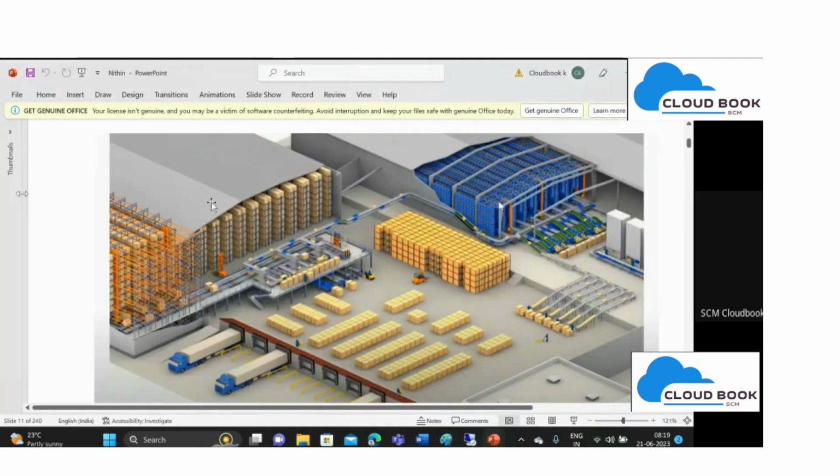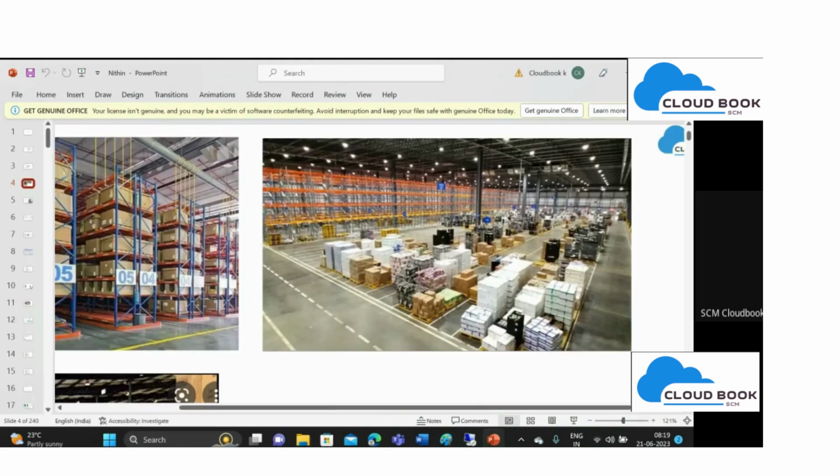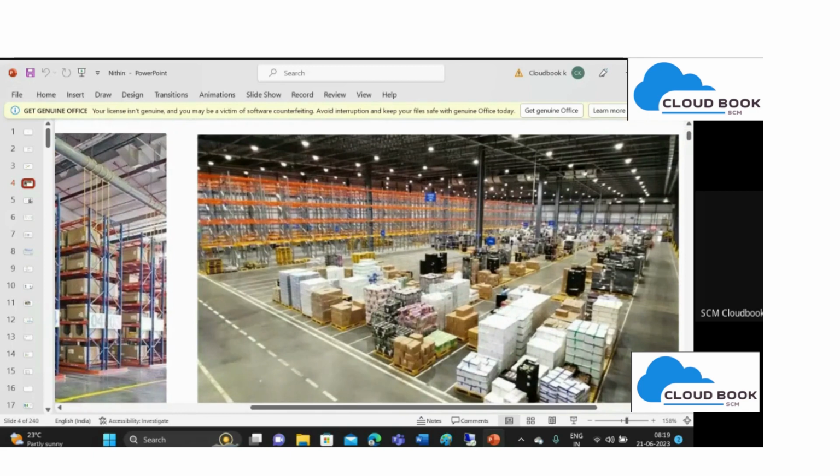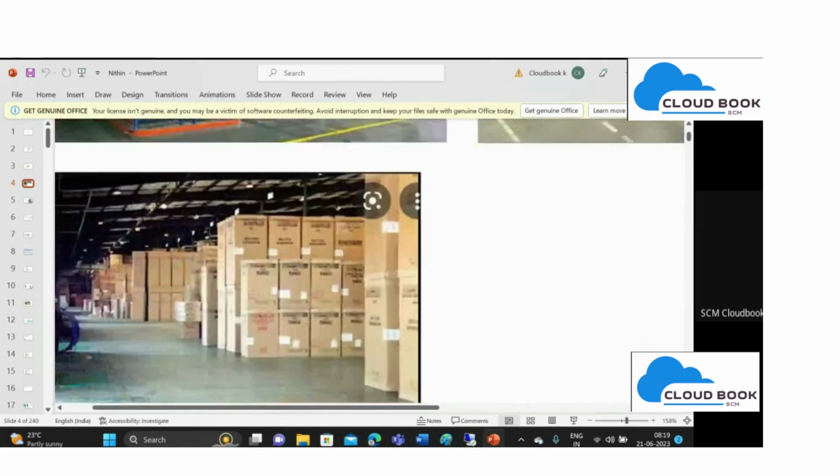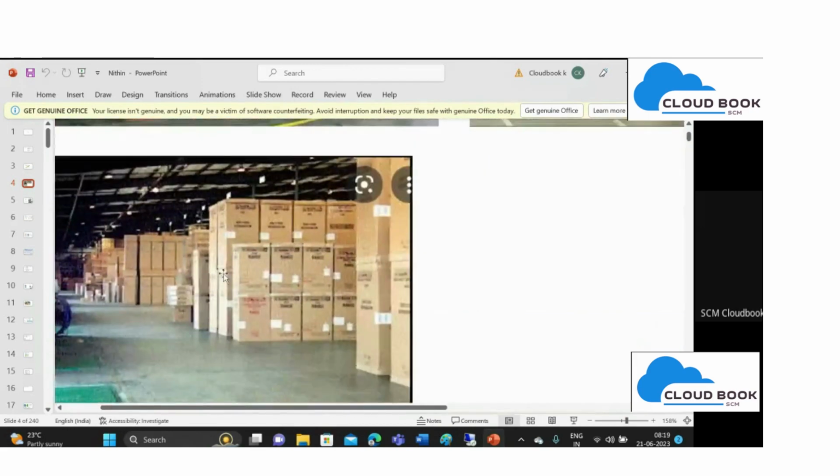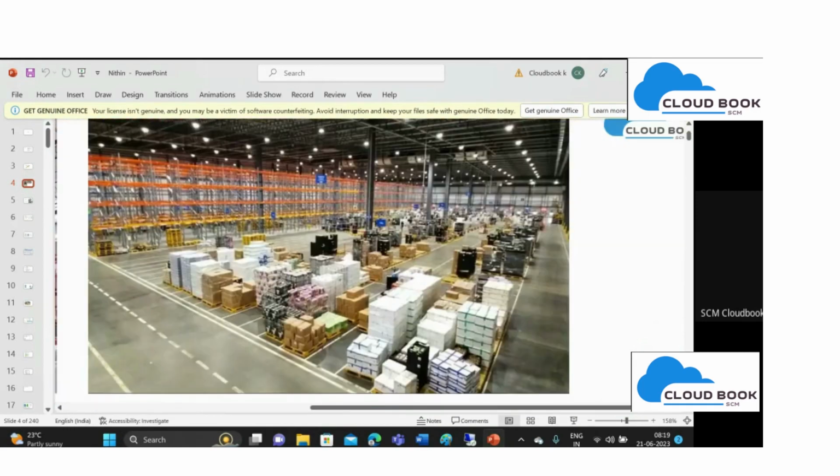So if you consider this case, if this is the big location you have, some materials are stored on the racks. You can see these are the racks we have. Some materials are stored on the floor itself, that we call open storage. Some materials are stored under bulk storage. These are the bulky materials that we put on stackings, one above the other. So this is how the material is placed.